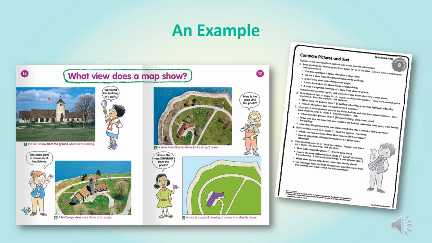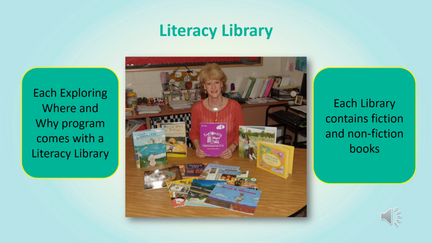Here's just one example. Compare pictures and text. This is an important literacy skill. Students are being asked to describe how the photo and the text work together. Keep in mind that literacy skills need a companion text. Social studies provides a great nonfiction text. The Exploring Where and Why program also comes with a literacy library, 12 books that are fiction and nonfiction. You'll be learning more about this cross-curricular approach in session 4.